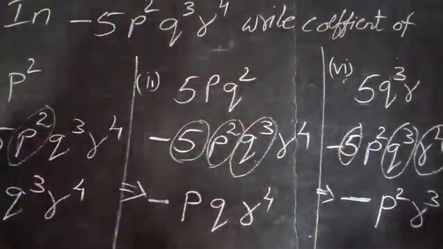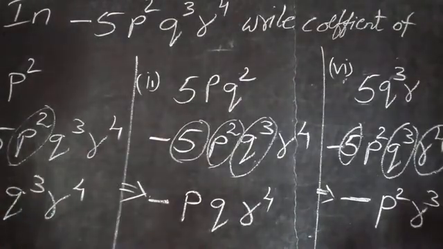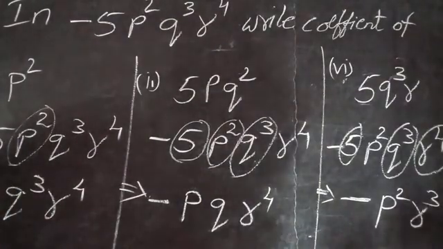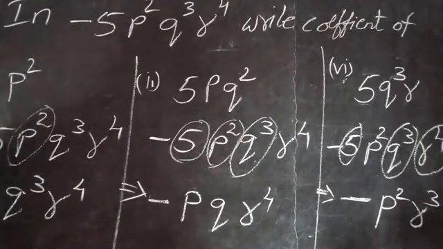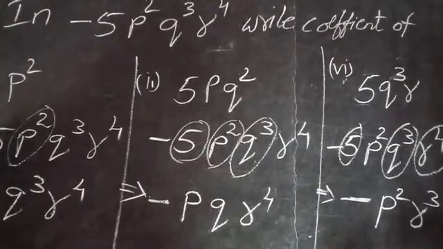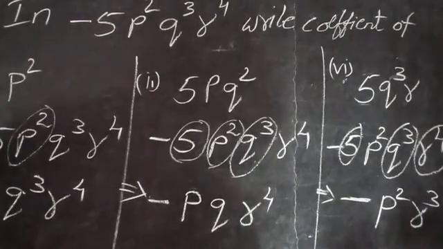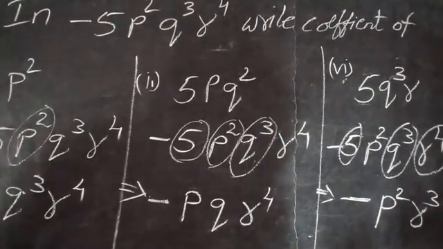This is called writing of coefficient. How to write the coefficient? Simply by doing cancellation. From 4 r's, if you take out 1 r, the balance is 3 r's. So this is about the coefficient: writing of the given terms using these steps.